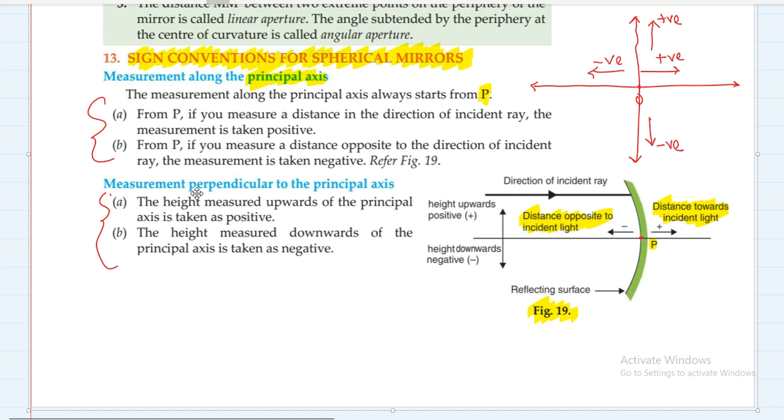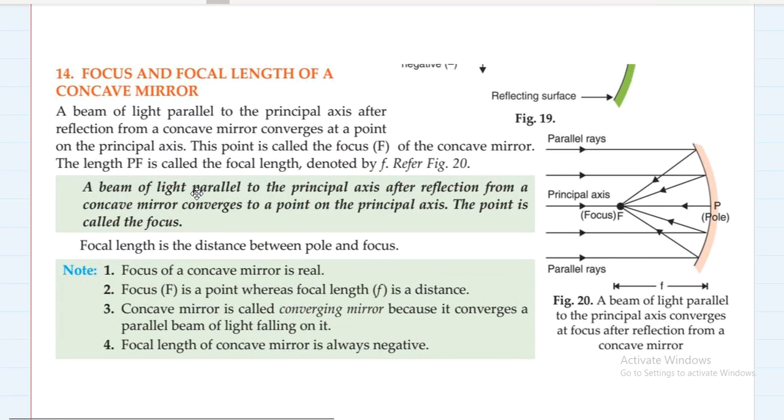Okay, so these are the sign conventions for spherical mirrors. Please remember, just like your Cartesian plane, the sign conventions are there, but the measurements have to be taken from the pole. Your origin must be the pole. Now coming to the focus and focal length of spherical mirrors.